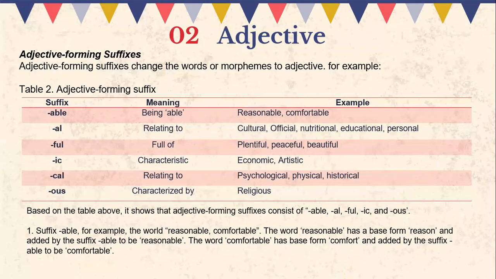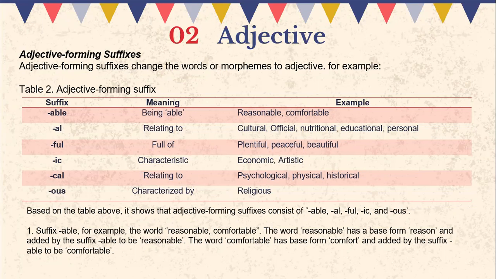Okay, the second is about adjectives. Adjective forming suffixes change words or morphemes into adjectives. For example, based on table 2, suffix able with the meaning being able, and for example, reasonable, comfortable. Suffix al with the meaning relating to, with the examples: cultural, official, nutritional, educational, personal.